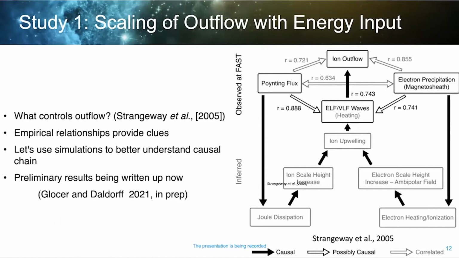with energy input. The motivation for this particular study is some empirical studies done with FAST that were published by Bob Strangeway, looking at multiple passes of FAST in the cusp region and at how ion outflow correlates with Poynting flux and with electron precipitation. With both of those energy inputs, one electromagnetic energy input and another particle kinetic energy input, you see a pretty significant correlation.